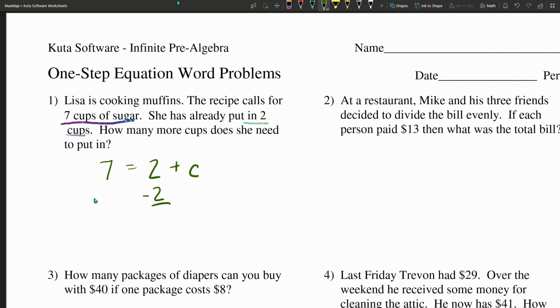Subtract 2 from both sides. Look, my 2's will cancel out on my right-hand side. 7 minus 2 is going to equal 0 plus C, because 2 minus 2 is 0. 0 plus C, well, that's just C. So in total, she is going to need to put in 5 more cups of sugar to reach that total of 7. 5 plus 2 equals 7. But let's move on to number 2.